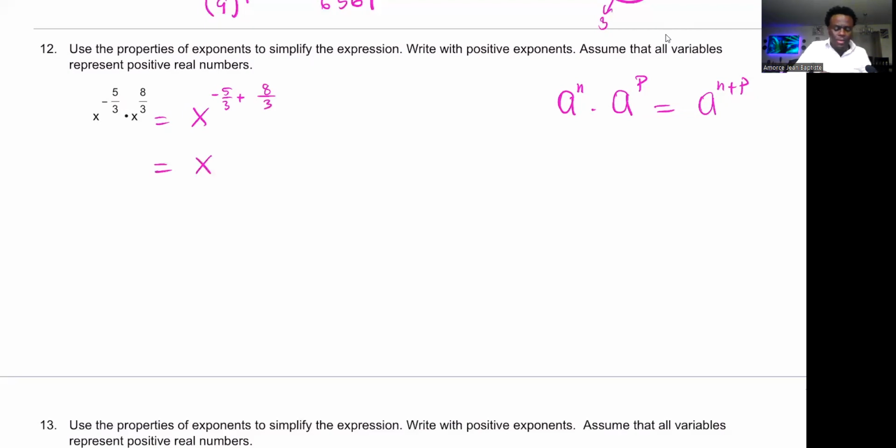And then, since we already have a common denominator, 3, negative 5 plus 8 with one fraction now. And then x to the power negative 5 plus 8 is 3/3. Then that takes me to 1, power 1. Power 1, you don't have to write it. So my answer is x.